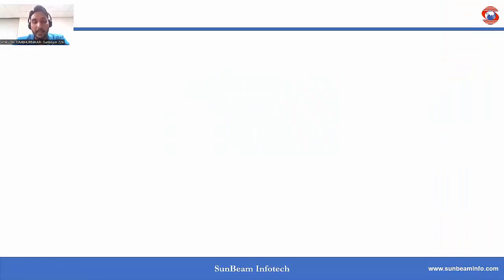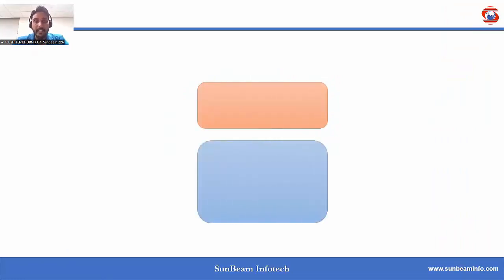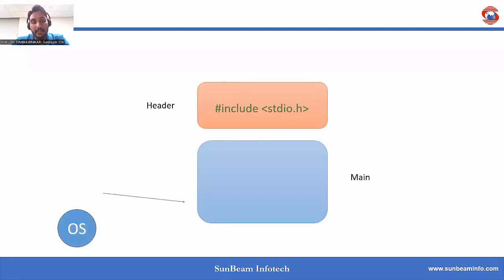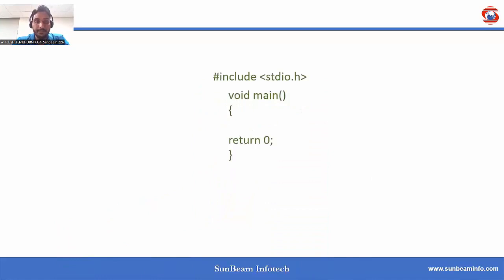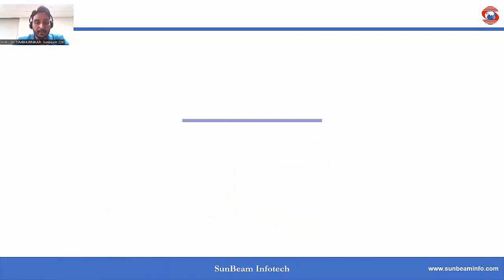Then we have the main section. And every program must have this main section. When we run the program, the operating system begins the execution from the main function. We can write the code inside the main function, and by combining both these sections together, we can make a single C program. Let us discuss a simple C program.